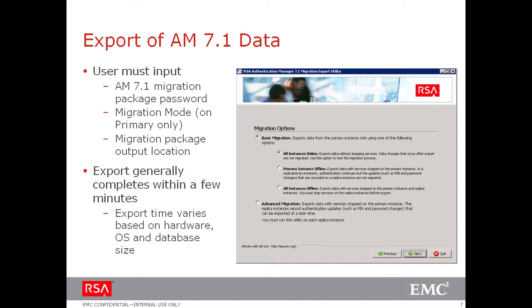During the export process, the user must input the AM7.1 migration package password. So this will basically be used to encrypt the migration package. You'll be doing this in migration mode, and you basically have to input what migration mode you want, and specify the output location for the migration package. The export usually takes just a few minutes.